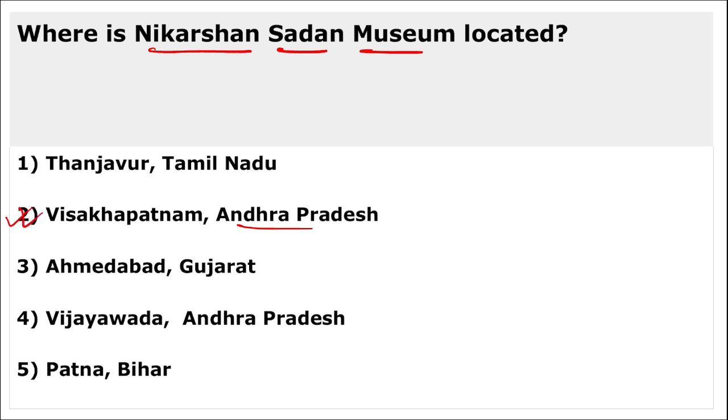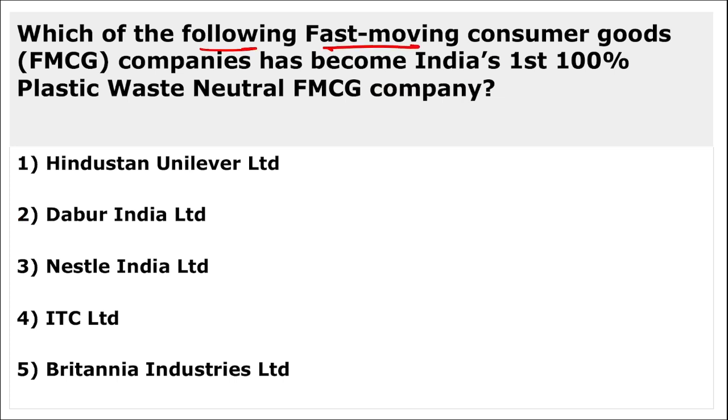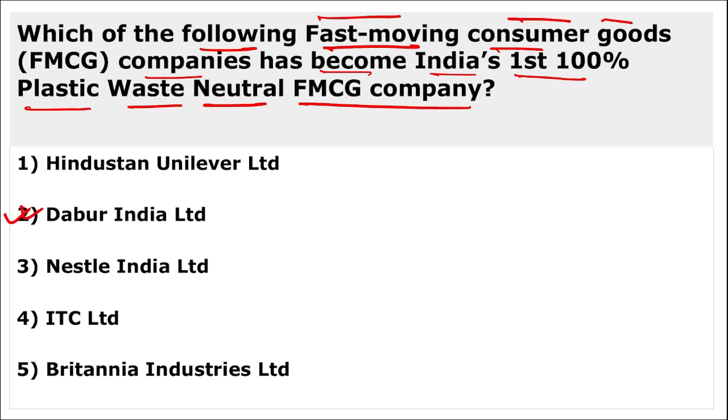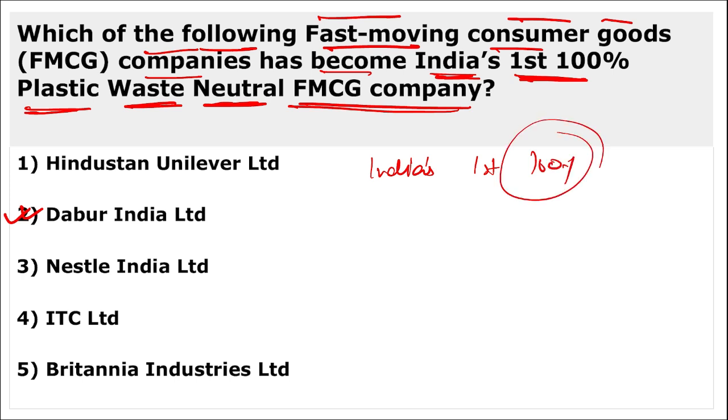Alright. Next. Which of the following fast-moving consumer goods companies has become India's first 100% plastic waste neutral FMCG company? It is your Dabur India Limited. It became the fast-moving consumer goods company, that is your FMCG company, that became India's first 100% plastic waste neutral FMCG company. This will be asked: which is India's first 100% plastic waste neutral FMCG company? It is your Dabur India Limited.